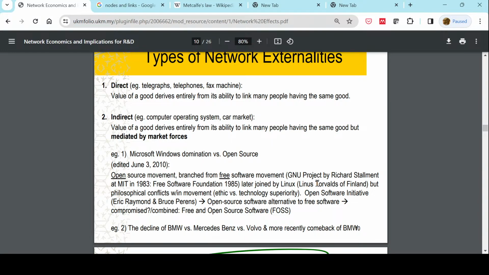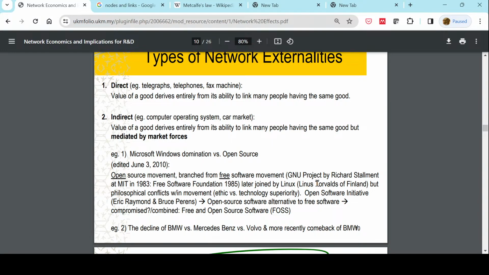Why open source? So this is a movement. Open source is a movement against the proprietary companies or proprietary software. What is proprietary? Make money, you pay fees. So this is feeding into the so-called monopoly. So the open source movement branched from the free software movement.